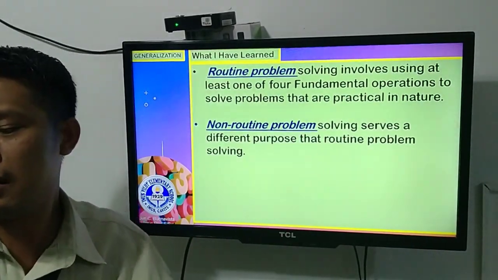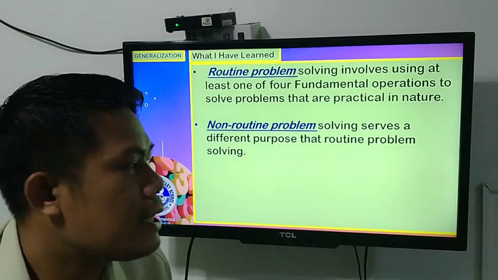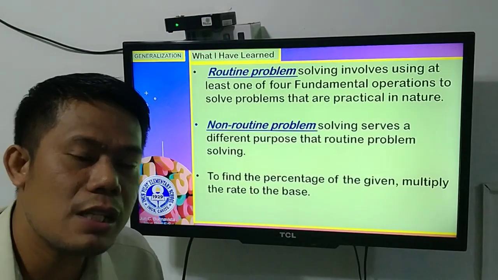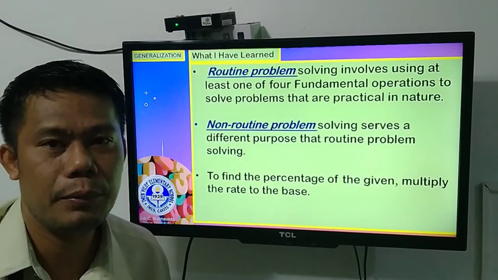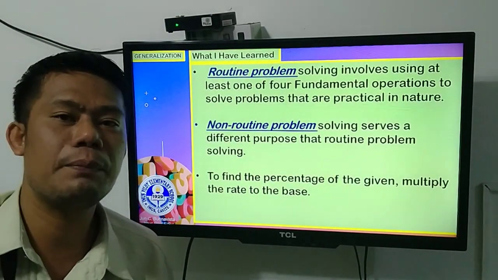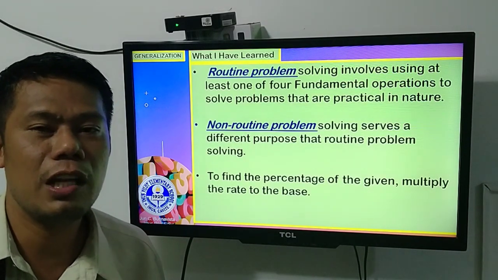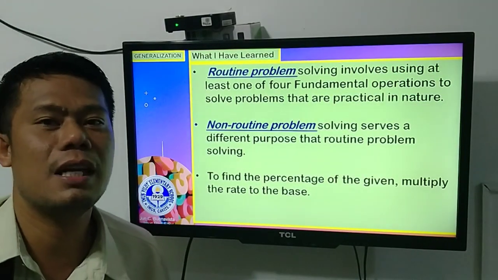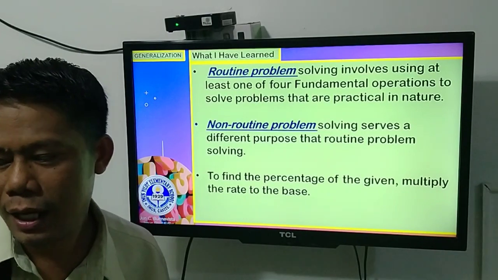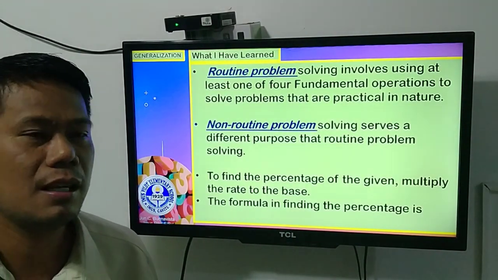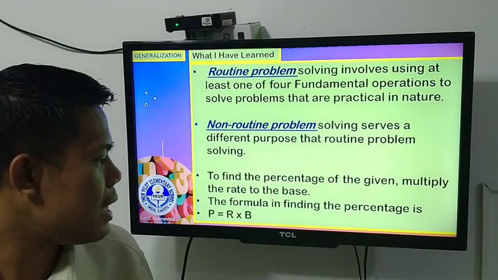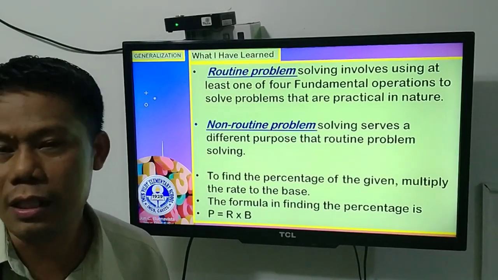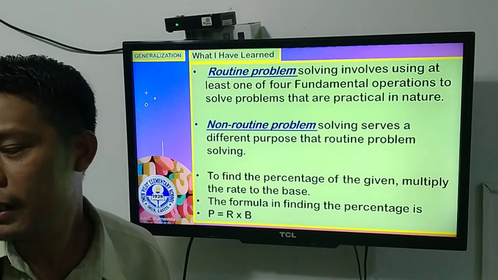Okay. And how do we find the percentage? To find the percentage of the given, multiply the rate to the base. Wherein, we're going to change first the rate into a decimal number. Wag muna tayo mag-multiply na naka-percent sign pa ang ating given na rate. Anong gagawin muna natin? Gawin muna natin siyang decimal number. Okay, by moving the decimal point twice to the left. And what is the formula in finding the percentage? The formula in finding the percentage is P equals R times B. Any question? If there is none, it is now your time to solve this given.